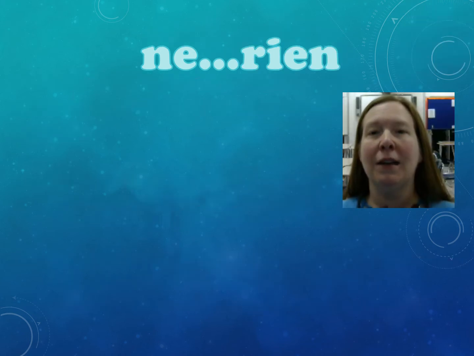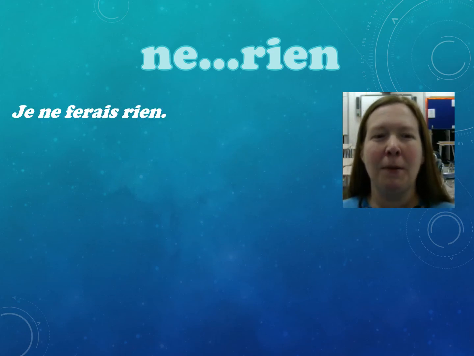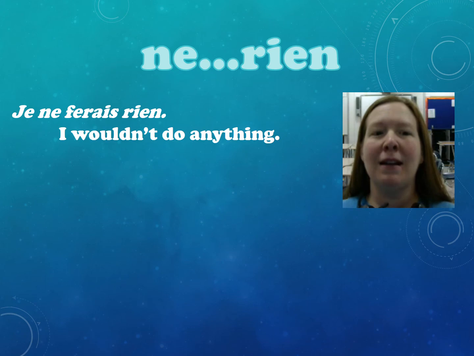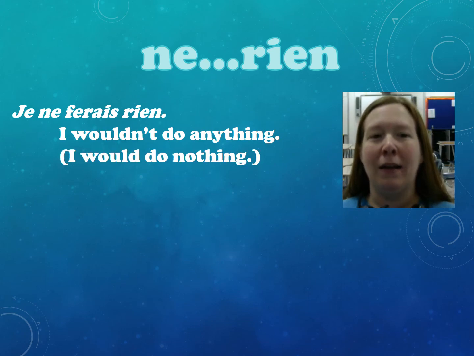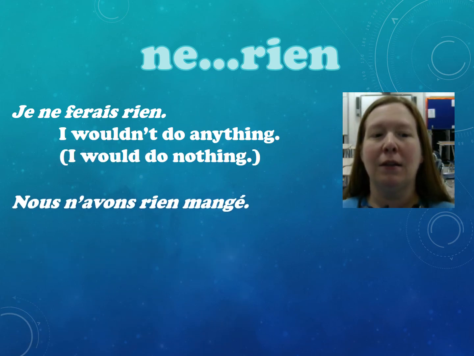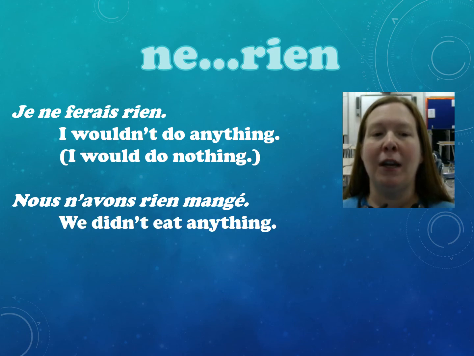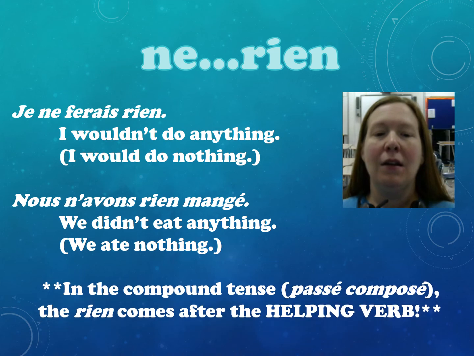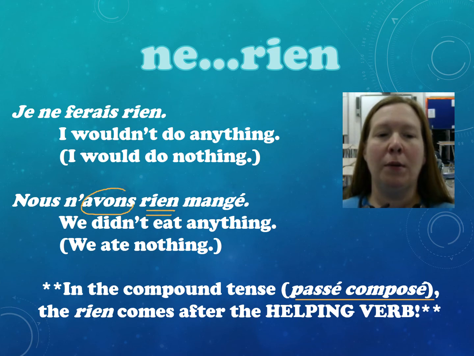Ne rien. You've seen this expression before, but it really hasn't been talked about in depth. Je ne ferai rien. I wouldn't do anything, or I would do nothing. Nous n'avons rien mangé. We didn't eat anything, or we ate nothing. Rien is another one that works just like ne pas and ne jamais and ne plus. You have to be sure that rien in the passé composé goes after the helping verb.